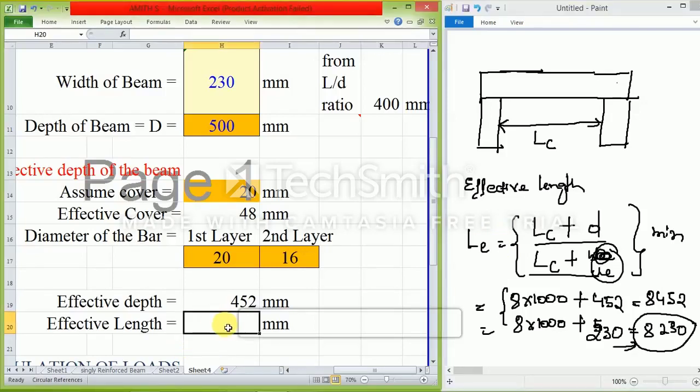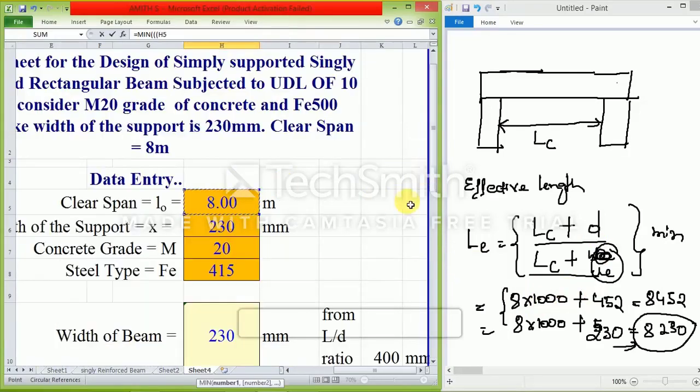Fine, I am just coming here, I am pressing the equal sign. In order to find the minimum, the cheat code is MIN, minimum, we'll get here. So take this, open sufficient brackets. I'm opening two brackets. The first formula is clear span plus depth. I'm just going into clear span, clicking upon this clear span.